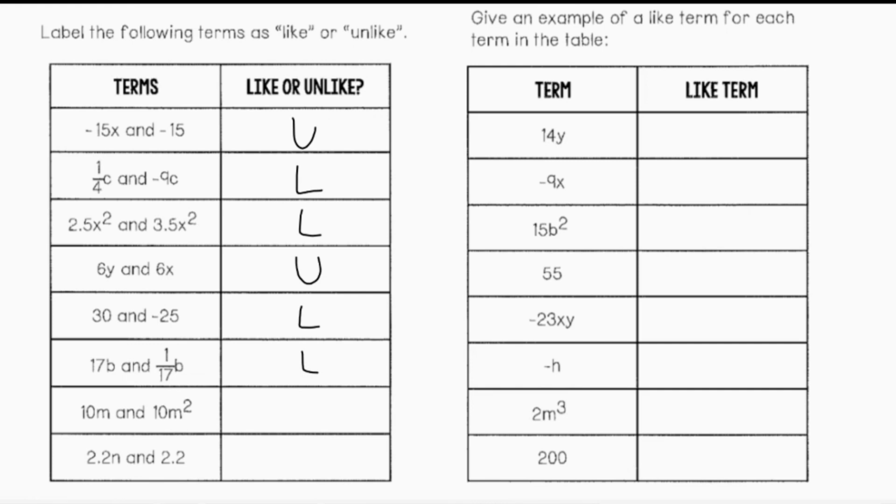10m and 10m squared, while they share an m, the same variable, they do not share the same power, so these are unlike terms. And 2.2n and 2.2, these are also unlike terms.